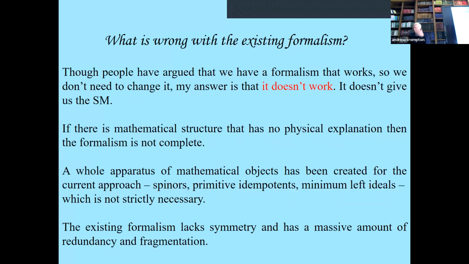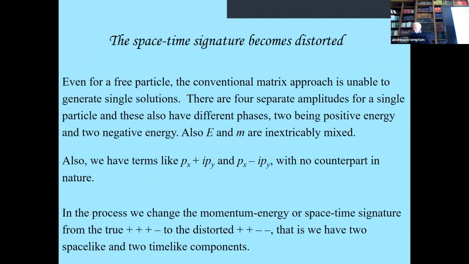Spinors, primitive and idempotent minimum left ideals. Not at all necessary. There's no symmetry in the existing formalism. It's a horrible mess, and there's a lot of redundancy. Even if you've got a free particle, the simplest solution you could possibly imagine, and you try to actually do the Dirac solution for that, you don't get one equation, you don't get one idea, you get 4. You get 4 wave functions, and it's just impossible to do. And you also mix up E and m and p, px and ipy. No counterpart in nature to those.